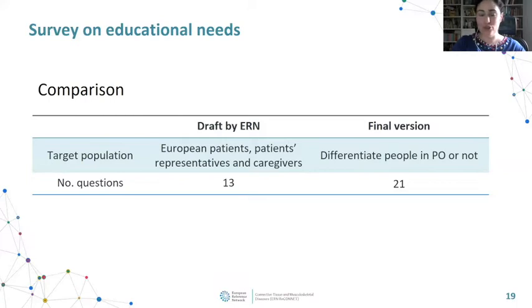Just a short table to show you the two main differences between the draft that was sent by the ERN and our final version. As you remember, I told you that the target population was European patients, patient representatives and caregivers. In our final version, we differentiate all these populations between being in a patient organization or not, which, as I told you, split the survey into two branches. And in the draft by the ERN, we had 13 questions. In the final version, we ended up with 21 in total for everyone.